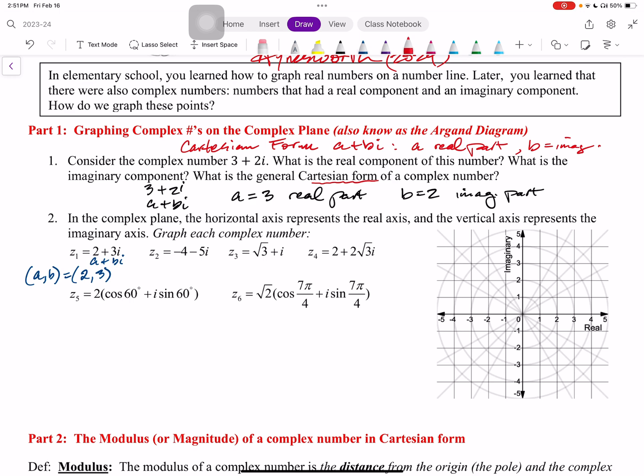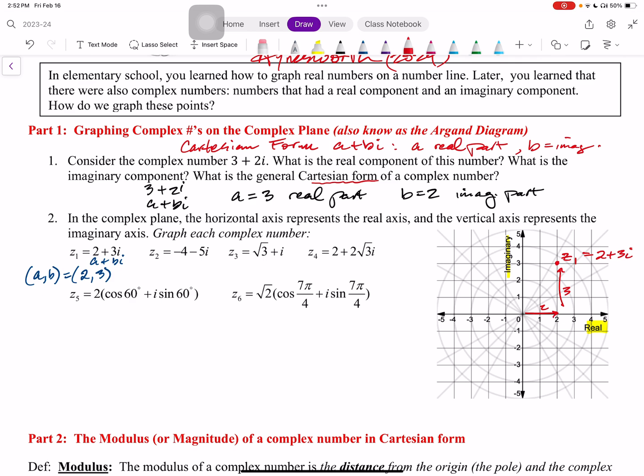Notice I labeled the axes already. The real axis is the horizontal, and then, of course, you've got the imaginary axis on the vertical. So to get to 2 comma 3 and plot your first complex number, which we call z1 in general, we're going to go 2 right and 3 up. There's your first complex number, 2 plus 3i. Again, you simply go 2 to the right and 3 up, and then you graph the complex number.